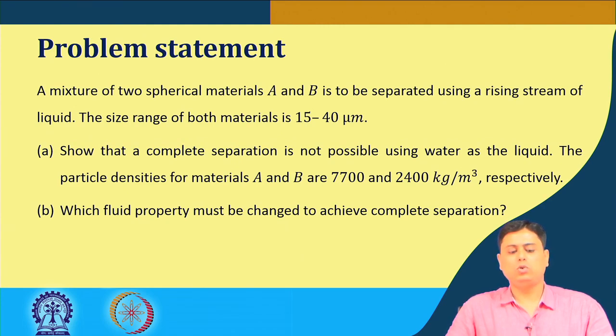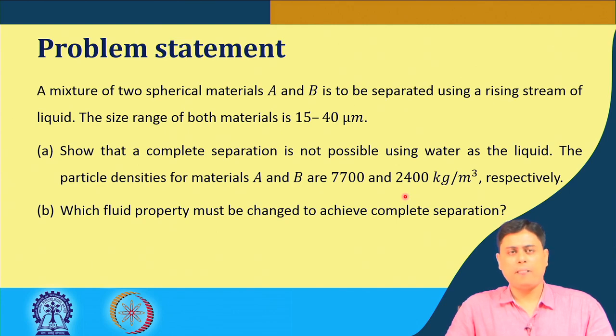So a mixture of two spherical materials A and B is to be separated using a rising stream of liquid. Both have a size range of 15 to 40 micron. We have to show that if we use water at ambient condition, it is not possible to separate material A and B. Both these materials have their densities known. A has 77,000 kg per meter cube, and B is the lighter one, 24,000 kg per meter cube. So this is the first part of the problem.